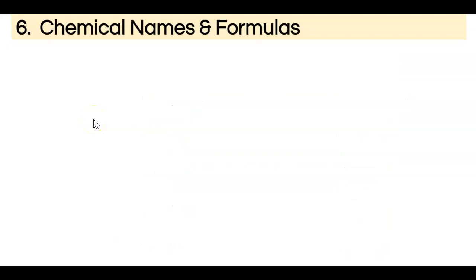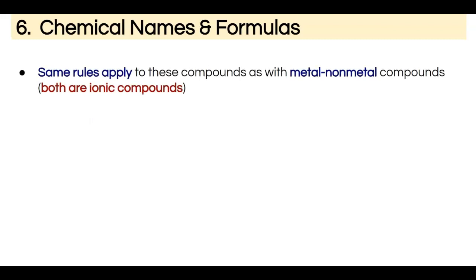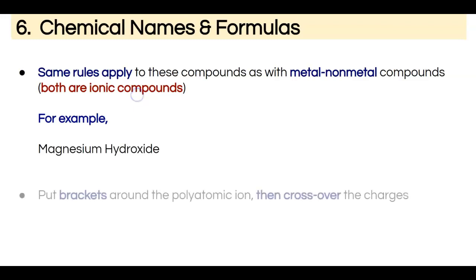All right, so let's practice naming some of these. Again, hopefully you have that chart right in front of you to reference so that you can see where I'm pulling things from. So the same rules that we use for ionic compounds, any metal, non-metal compounds, we're going to use here. So we're going to reduce to lowest terms. Magnesium hydroxide, for instance: magnesium is a metal, hydroxide is a polyatomic ion, so that makes this ionic.